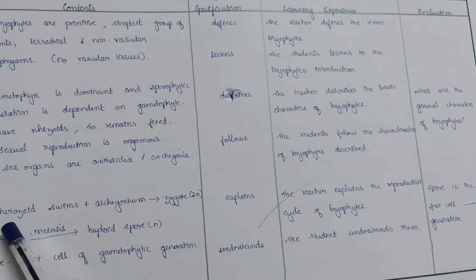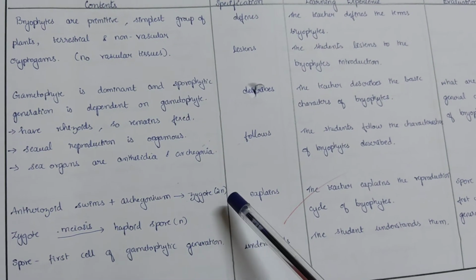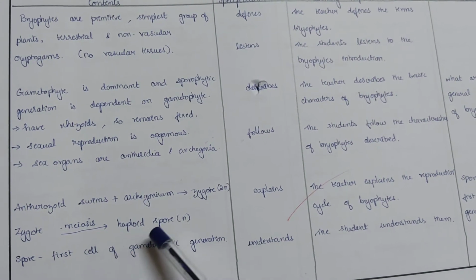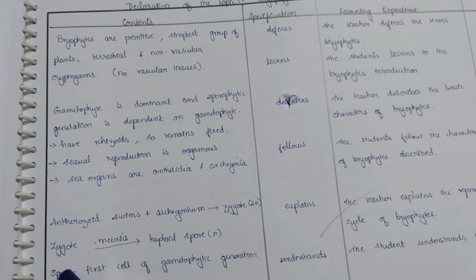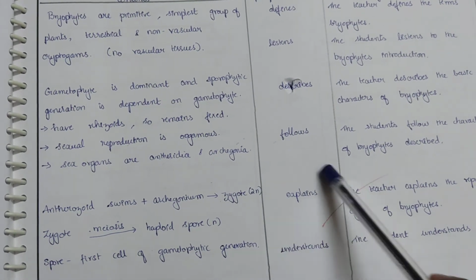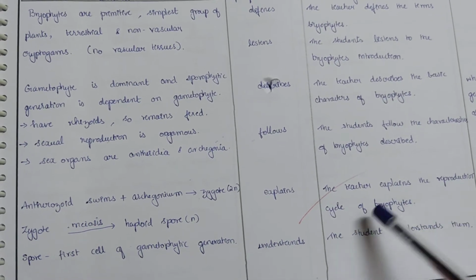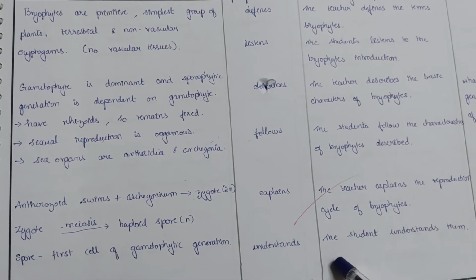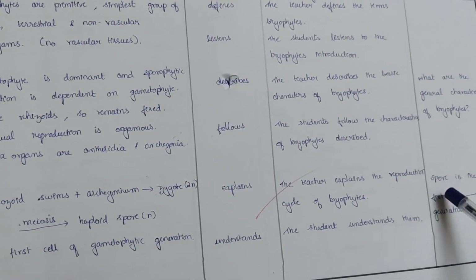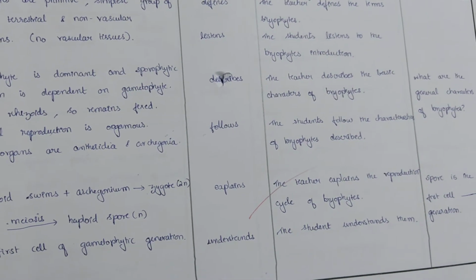Next, antherozoid swims together with archegonium and makes the zygote, which is 2n. Zygote, when undergoing meiosis, becomes the haploid spore, n. Spore is the first cell of the gametophytic generation. So the teacher is explaining this process. The teacher explains the reproduction cycle of bryophytes. The student understands them. Evaluation, you put up the question: spore is the first cell of dash generation.